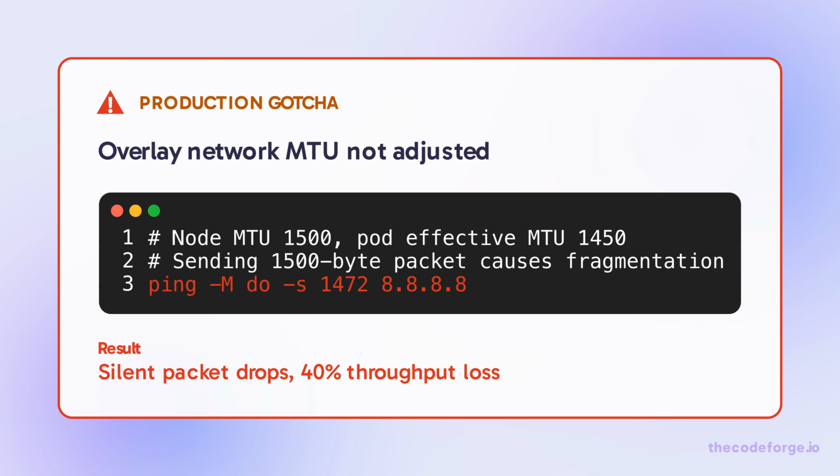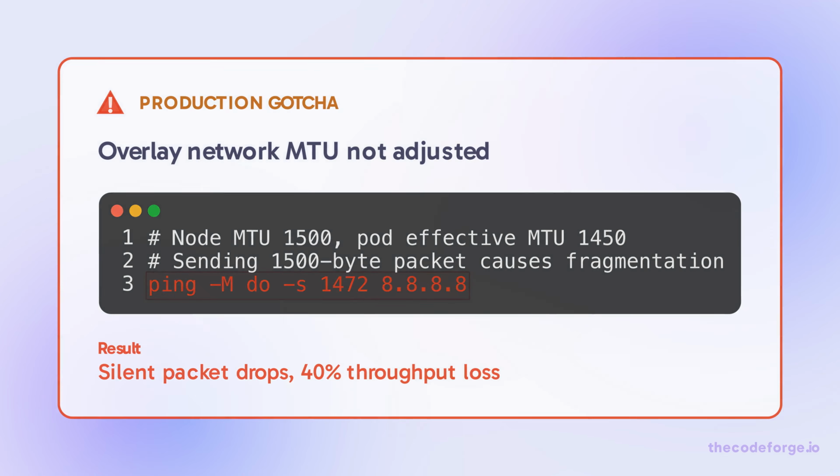In Kubernetes, overlay networks add header overhead. If your node MTU is 1500, the pod's effective MTU is 1450. Sending a 1500 byte packet causes fragmentation, which can lead to silent drops and severe throughput loss. Always set the correct MTU in your CNI config.